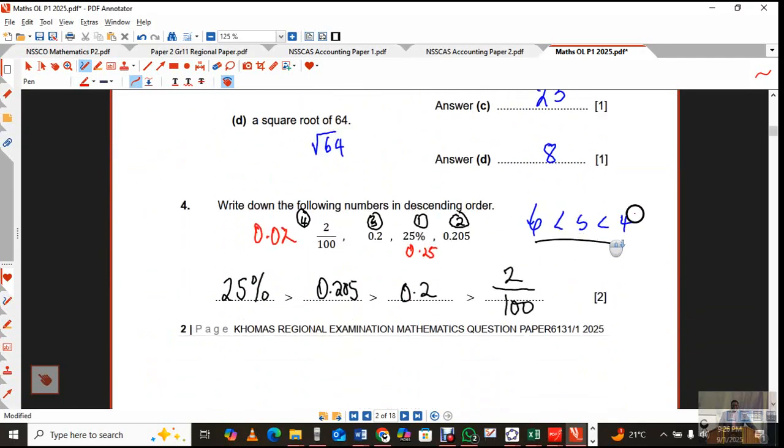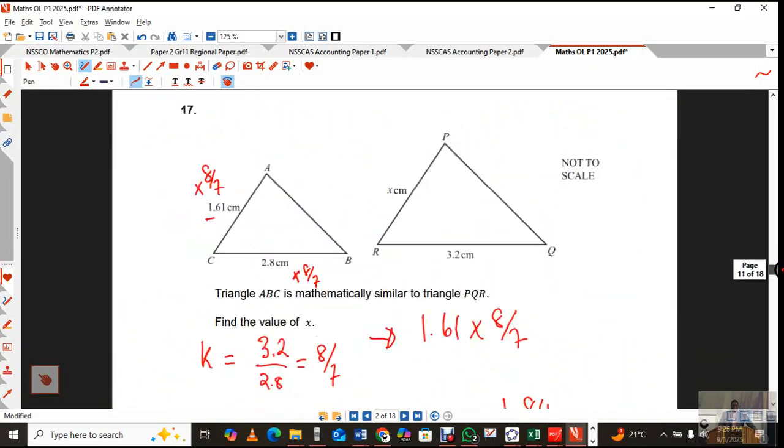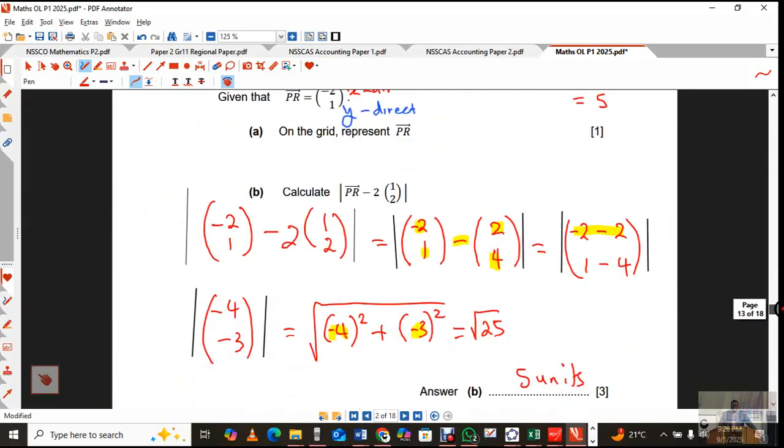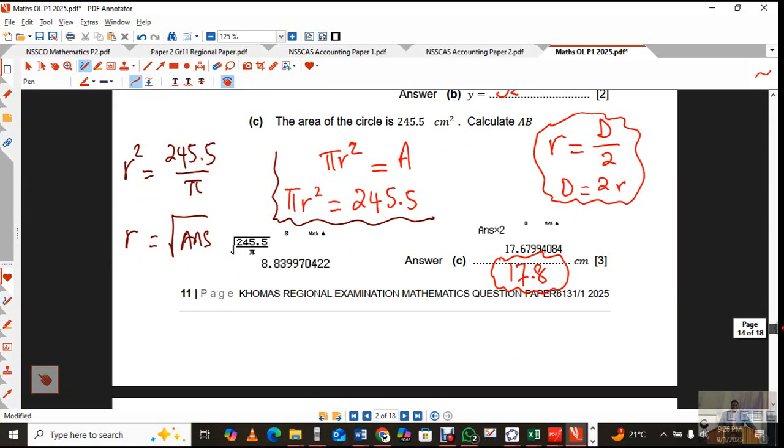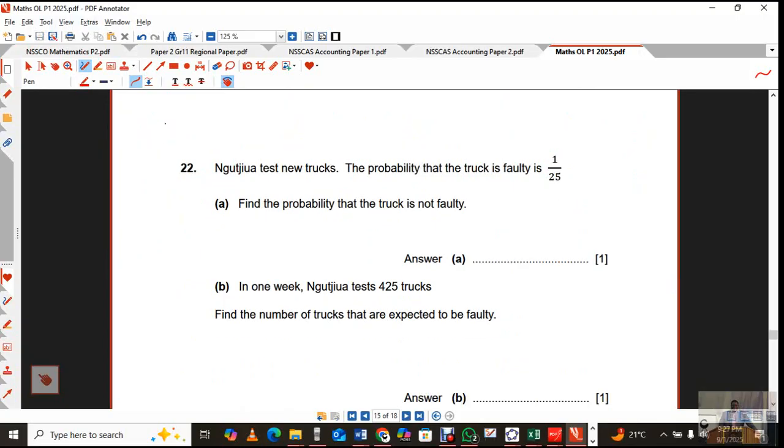Okay, right. So let's go to our next question, because we have done with this question. Question 22. Gu Shua tests new trucks. The probability that a truck is faulty is 1 over 25. So negating that, what is the probability that it is not? You just say, okay, it's 1 minus 1 over 25.